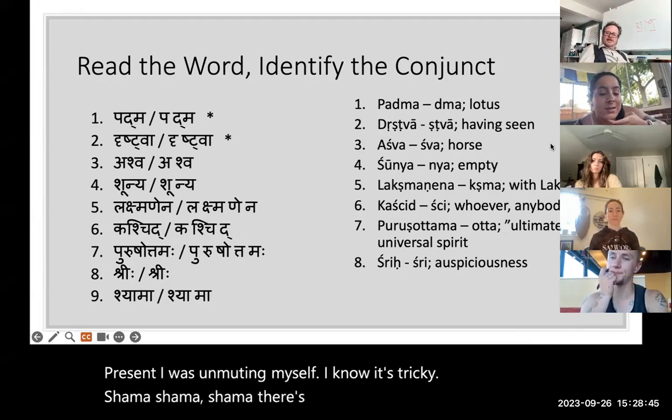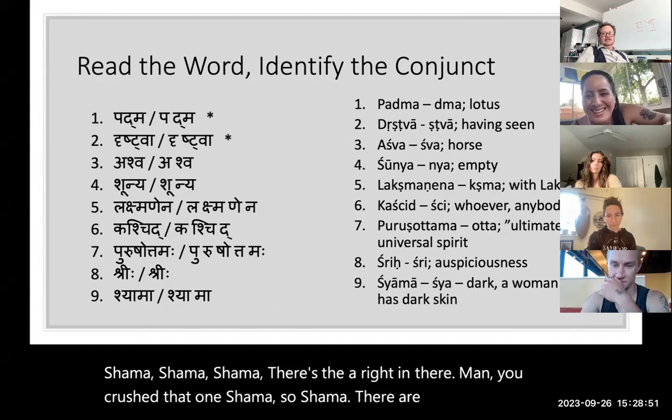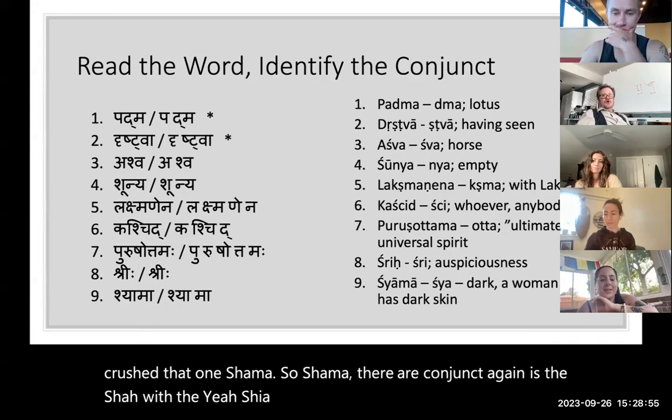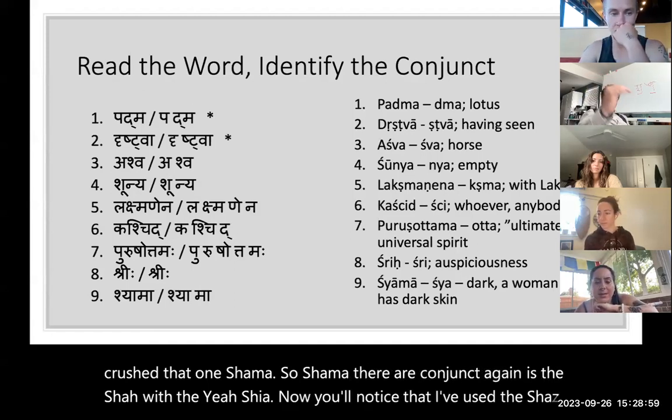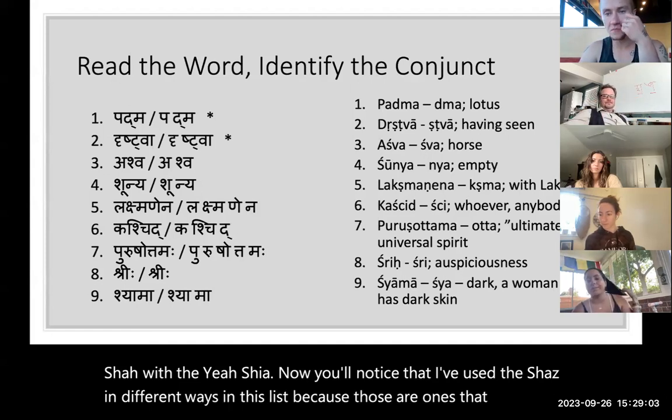There's the A right in there. Man, you crushed that one. Shama. So shama, there, our conjunct consonant again is the sh with the ya. Shya. Now you'll notice that I've used the shas in different ways in this list because those are ones that tend to trip people up.